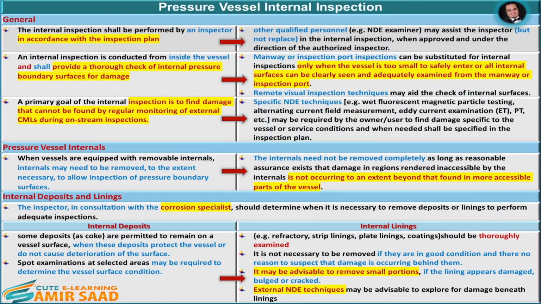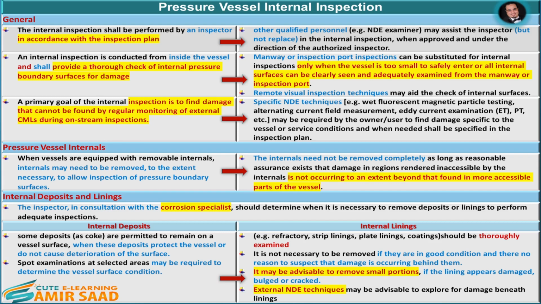Pressure vessel internal inspection. General. The internal inspection shall be performed by an inspector in accordance with the inspection plan. Other qualified personnel, for example an NDE examiner, may assist the inspector but not replace the inspector in the internal inspection when approved and under the direction of the authorized inspector. An internal inspection is conducted from inside the vessel and shall provide a thorough check of internal pressure boundary surfaces for damage. Manway or inspection port inspections can be substituted for internal inspections only when the vessel is too small to safely enter, or all internal surfaces can be clearly seen and adequately examined from the manway or inspection port. Remote visual inspection techniques may aid the check of internal surfaces.